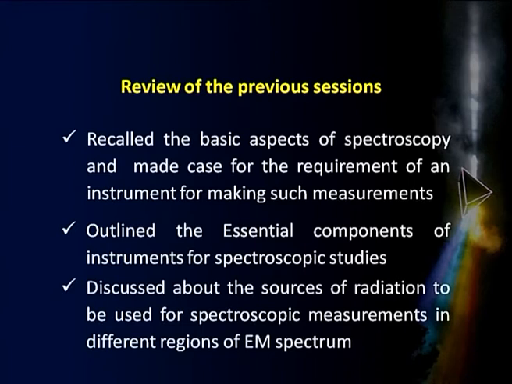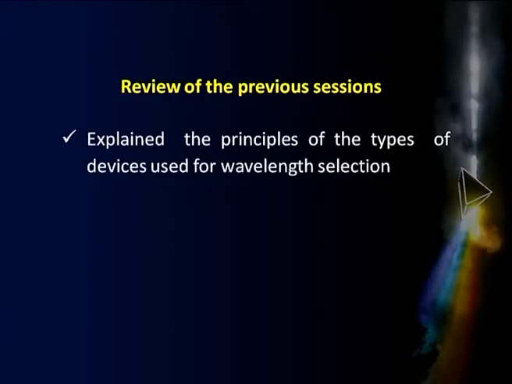And thereafter, we talked about the sources of radiation to be used for spectroscopy measurements in different regions. That means, what do I need in the case of the microwave region, or in the IR region, or in the UV visible region. So, we talked about all kinds of sources which are used for creating instruments to make measurements in different regions of the EM spectrum. Then we explained the principles of the type of devices used for wavelength selection. Therein, we talked primarily about the monochromators, and we did talk something about the filters as well, which are the crude devices used in visible spectrometers.